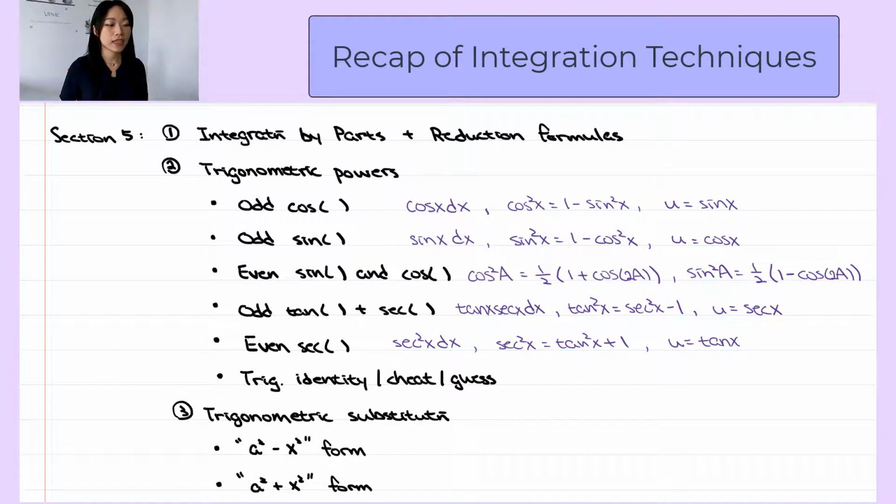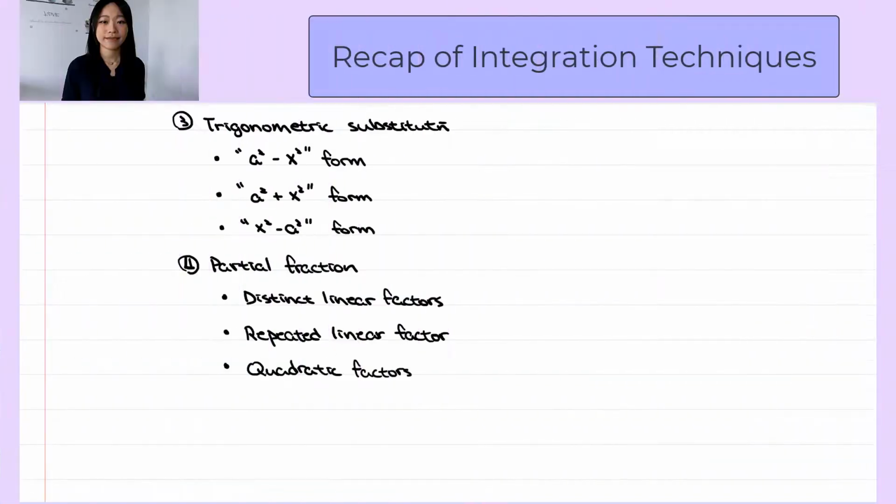In the last case, which is others, which means when the first 5 cases fail, we'll need to do some trig identity, cheat, or guess. Then the third technique that we learned in this section is trigonometric substitution. And for this technique, there are 3 cases.